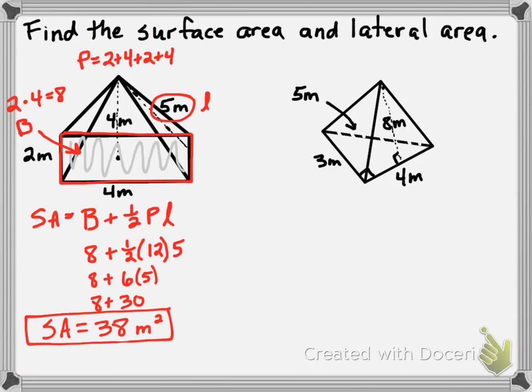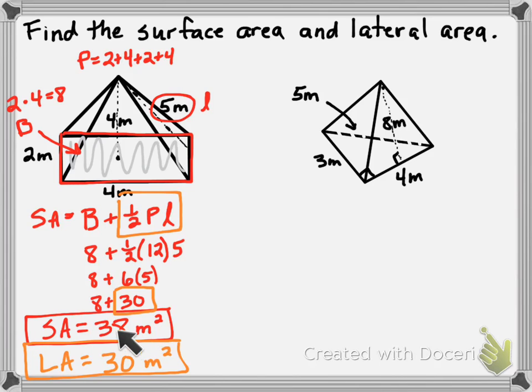Okay, so now that I've got surface area, I also need to find lateral area. Well, that's pretty easy. Since lateral area is just the second part of that formula, I already found the lateral area. The lateral area is 30 meters squared.